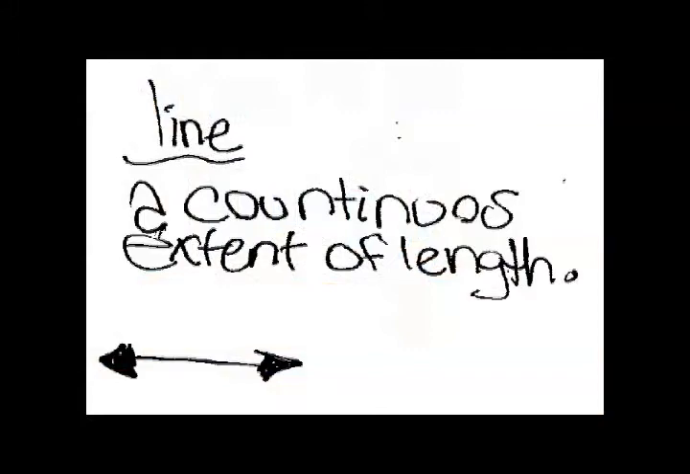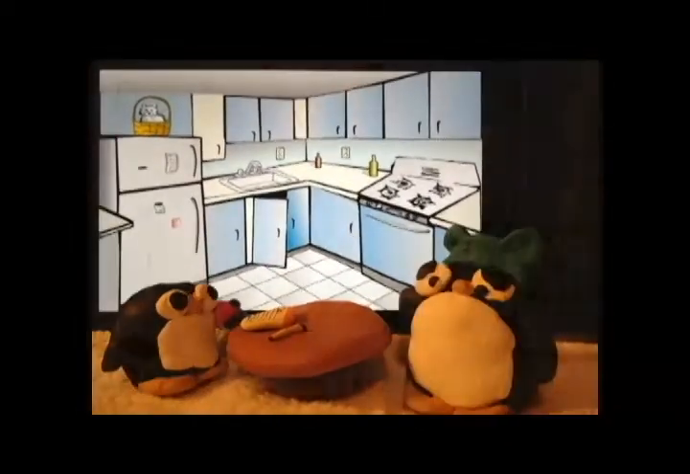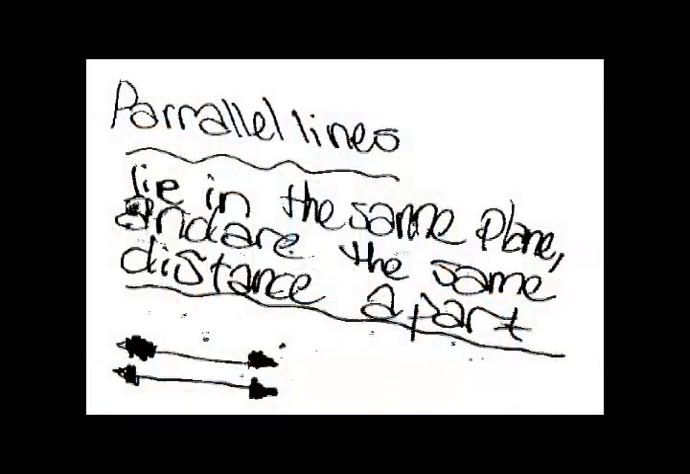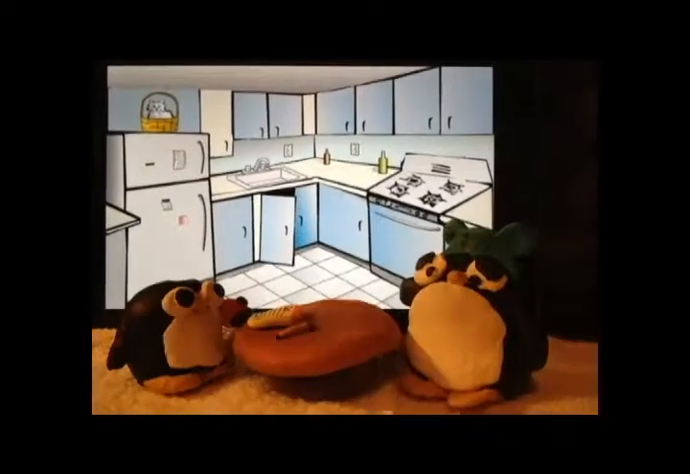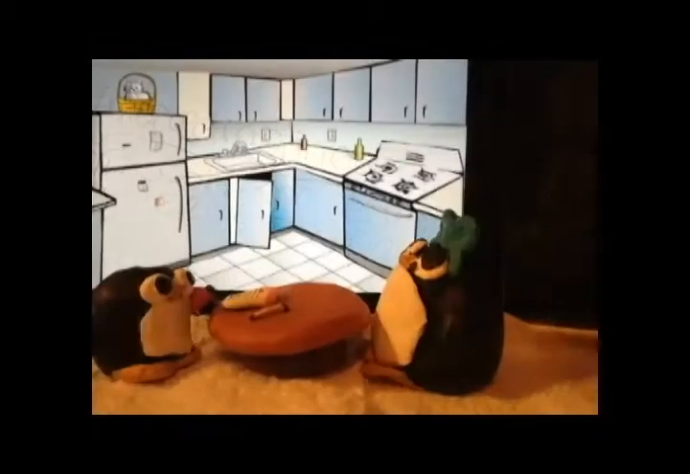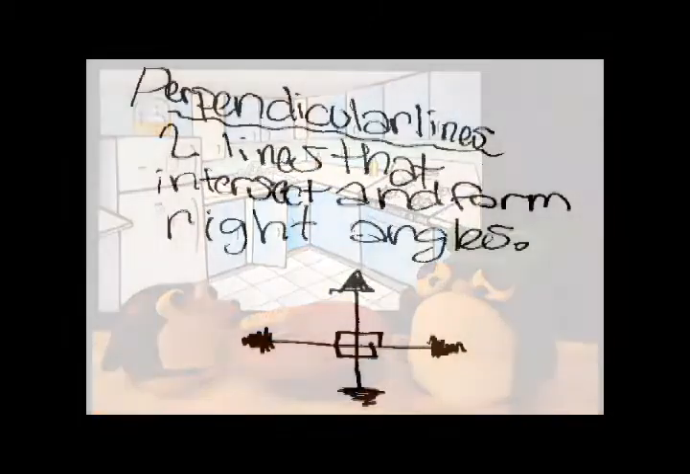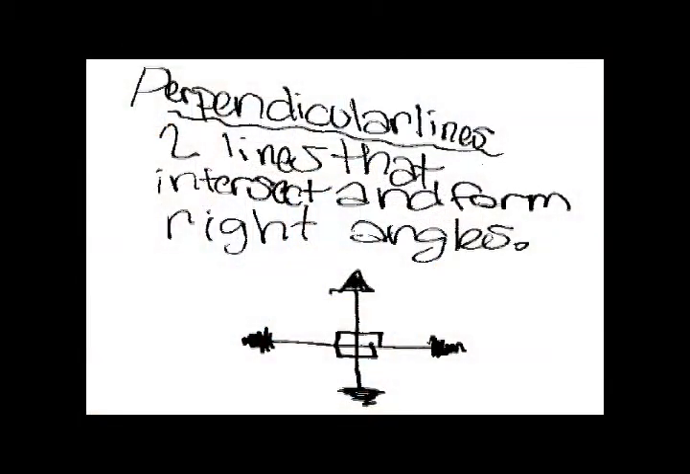A line is a continuous extent in length, like this. Parallel lines lie in the same plane and are the same distance apart, and they look like this. Intersecting lines are 2 or more lines that meet at a point, and it looks like this. Perpendicular lines are 2 lines that intersect and form right angles, and it looks like this.